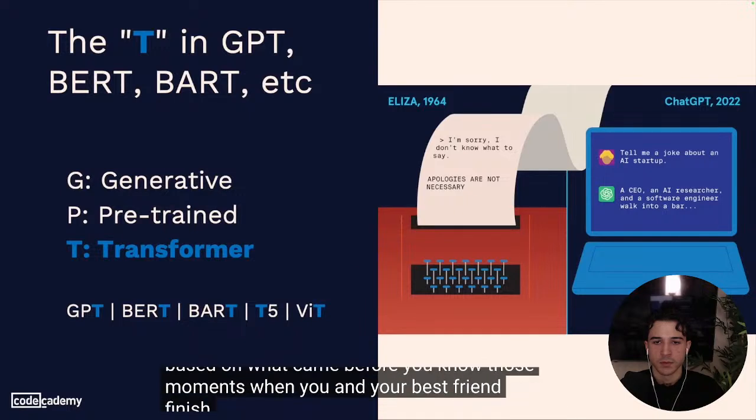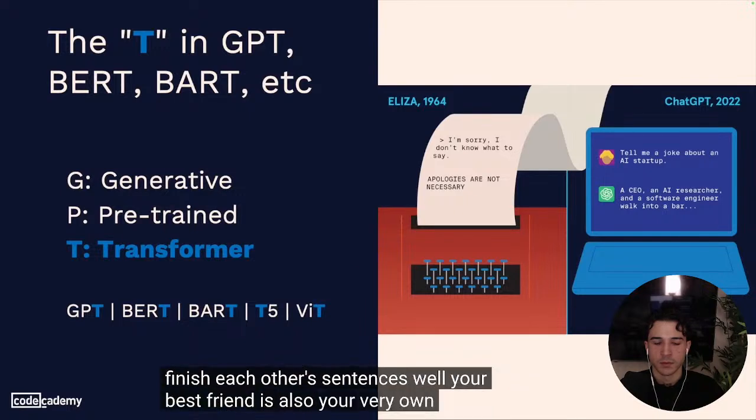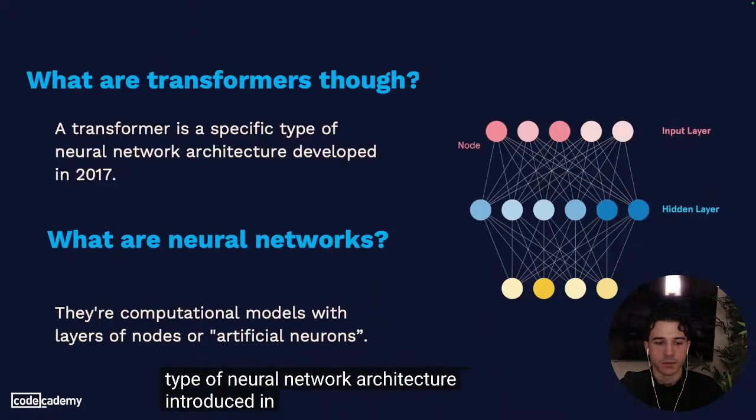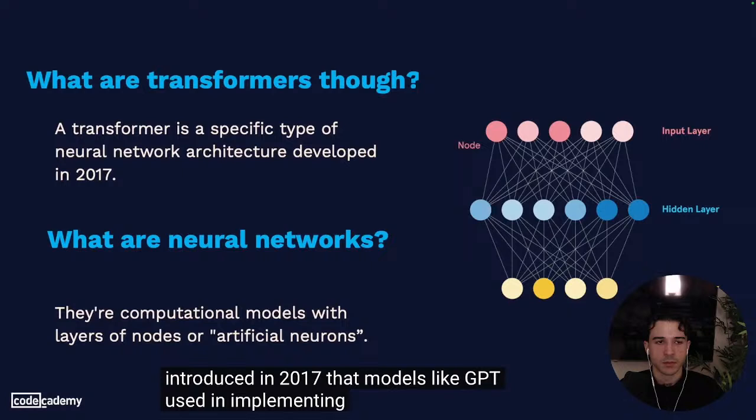You know those moments when you and your best friend finish each other's sentences? Well, your best friend is also your very own personified transformer model. What are transformers, though? They are a specific type of neural network architecture introduced in 2017 that models like GPT use in implementing pre-training and fine-tuning.